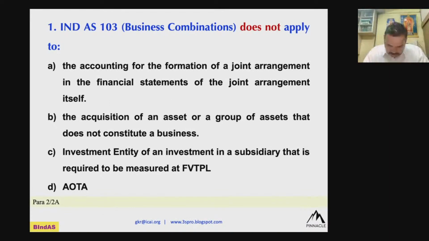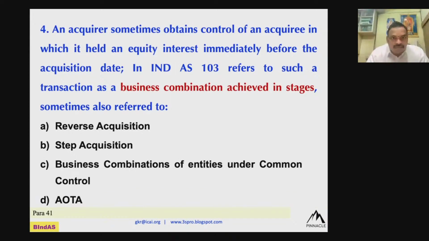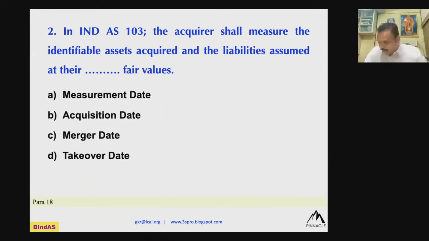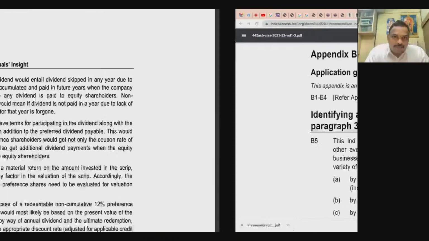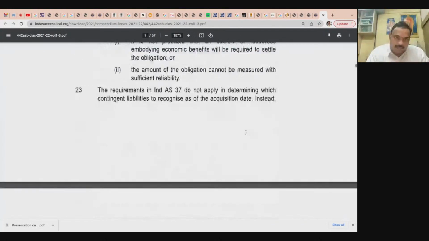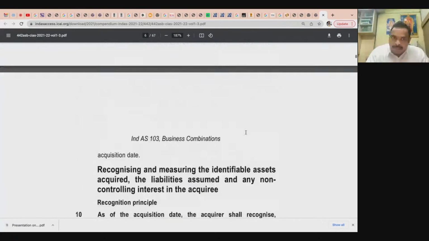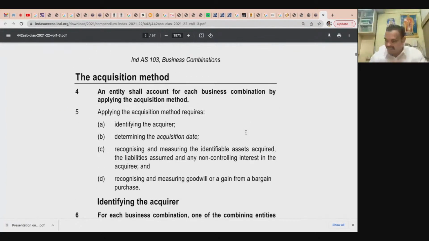Now, Ind AS 103 Business Combinations. Let me first take you to the first question in this. If you look at para number 18 here, which is a very important paragraph. Before going to 18, I'll first take you to para 5. Look at this. This entire standard will discuss only these 4 items.